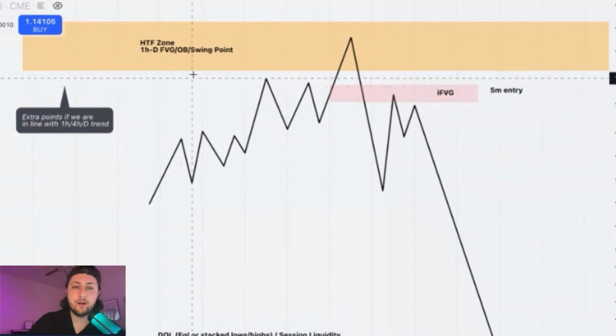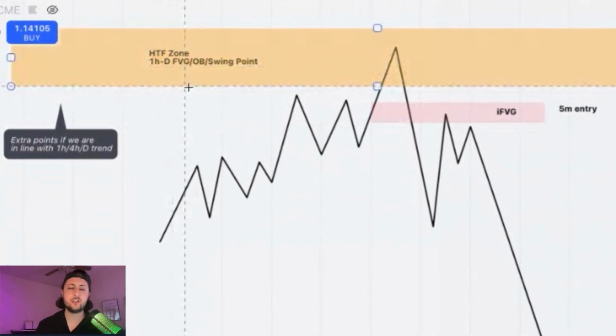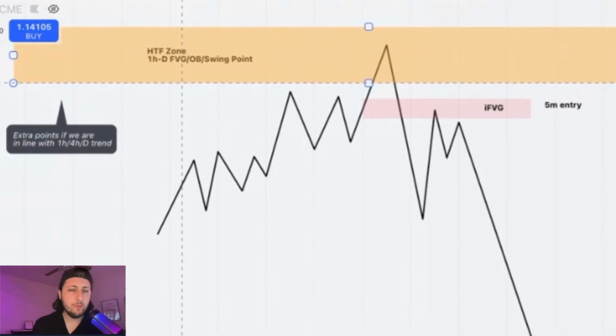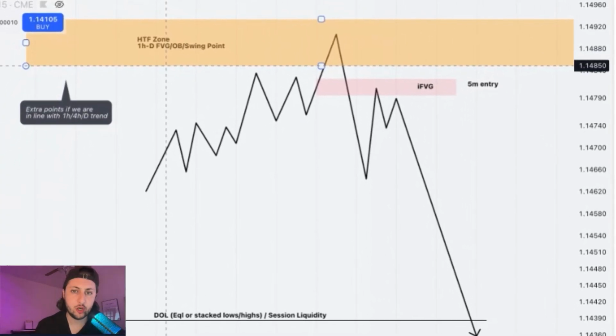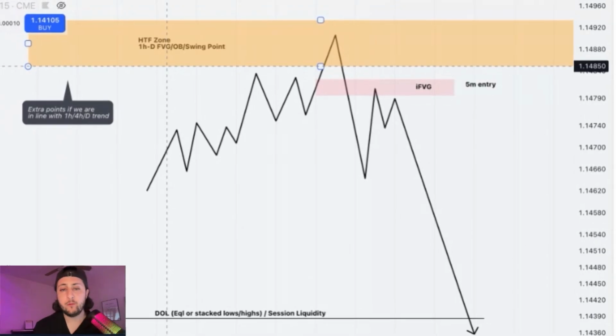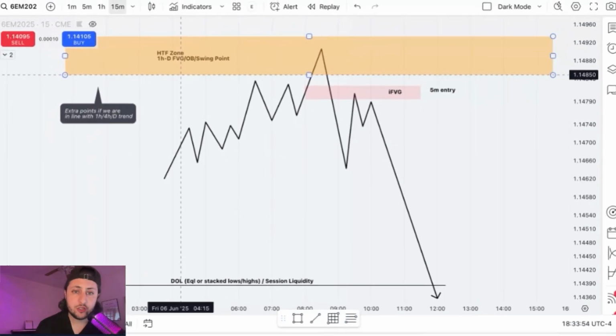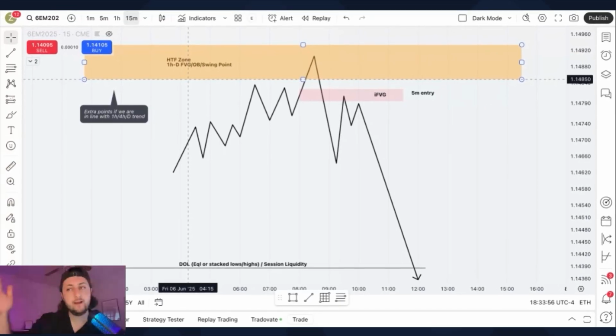Now, a lot of people like to structure the way they're going to enter the market based off what time frame their higher time frame zone is coming from. So for example, if you're using a 1 hour zone, you might want to be looking at 5-minute structure and 1-minute entries. If you're using a 4 hour zone, you might want to be looking at 15-minute structure and 5-minute entries. And daily, you'd be looking at 1 hour structure and 15-minute entries.